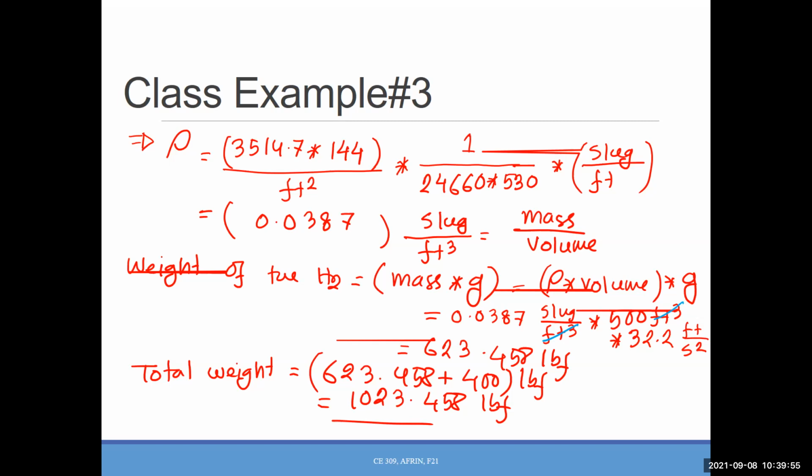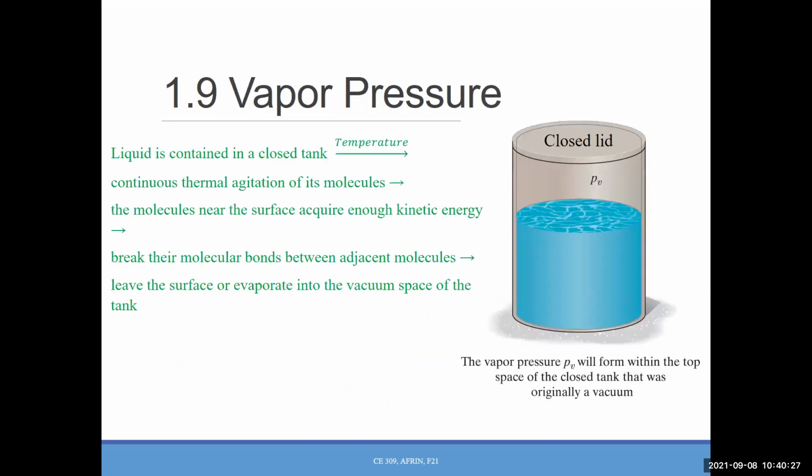That means you are providing some heat energy, right? Yes, exactly. That's what we will discuss in the vapor pressure part, like how we can define vapor pressure and what is the mechanism that is happening when we get the vapor pressure. Okay? So everyone's done. All of you got 1023, something like that. Okay. So the next one is vapor pressure.